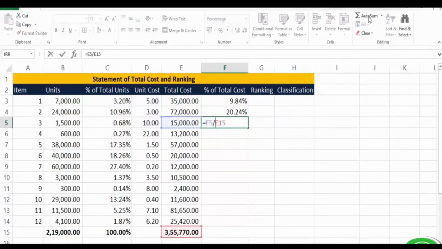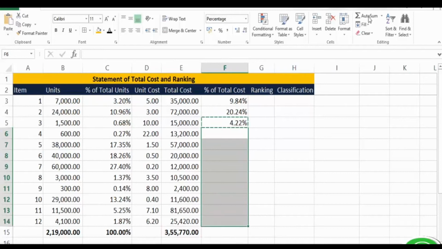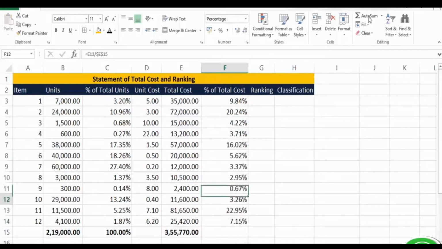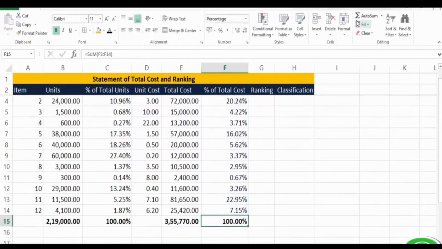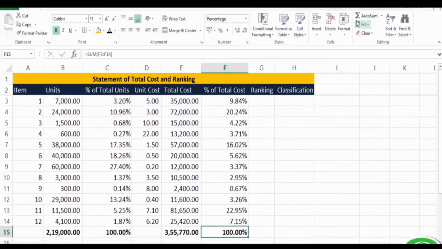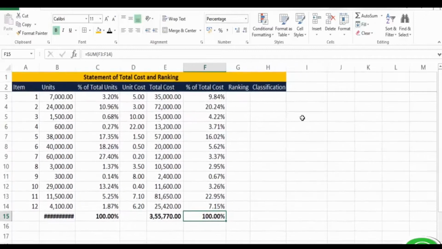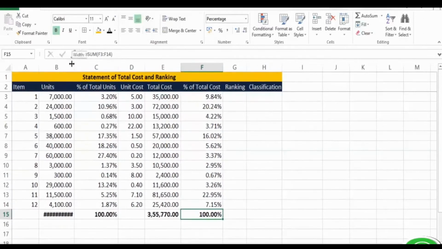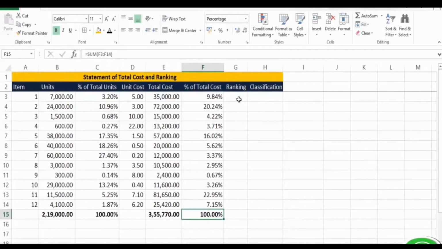Like this we have to calculate for each and every item. So I'm just modifying the formula. If I calculate for all, I'm getting various percentages and the sum should be 100%. So that is done. Now with this information, let us go and do the ranking of these items.